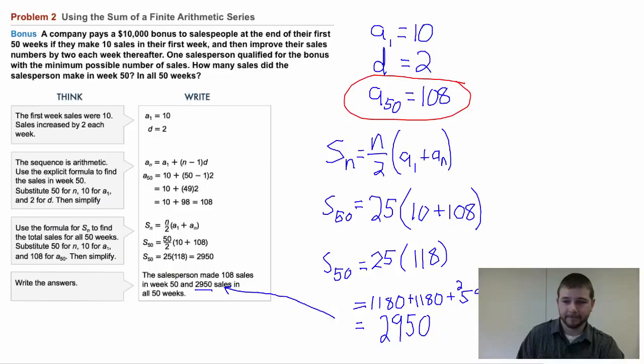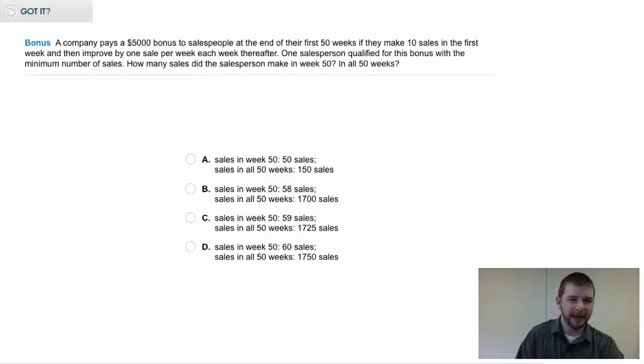Very good. And an opportunity to show that you have got it. Check this out. A company pays a $5,000 bonus to salespeople at the end of their first 50 weeks if they make 10 sales in the first week, and then improve by 1 sale per week each week thereafter. One salesperson qualified for this bonus with the minimum number of sales. How many sales did the salesperson make in week 50? And how much did they make in all 50 weeks? Work carefully and make your selection from the choices below.